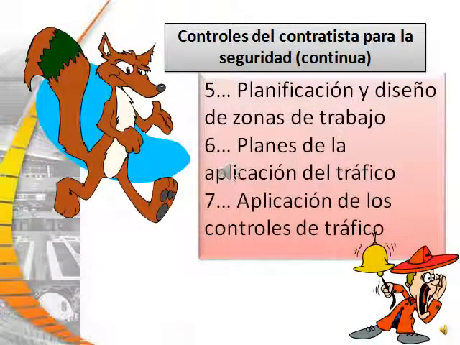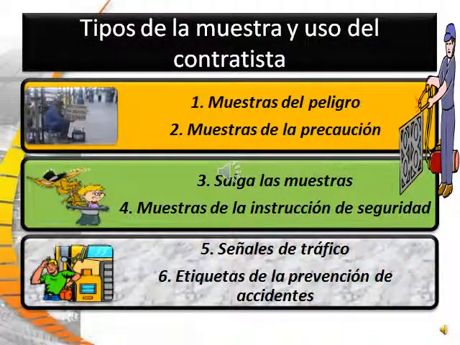Contractor can also control for safety through the planning and design of work zones, traffic enforcement plans, and enforcement of traffic controls. Sign types and contractor use. There are danger signs, caution signs, exit signs, safety instruction signs, traffic signs, and accident prevention tags.